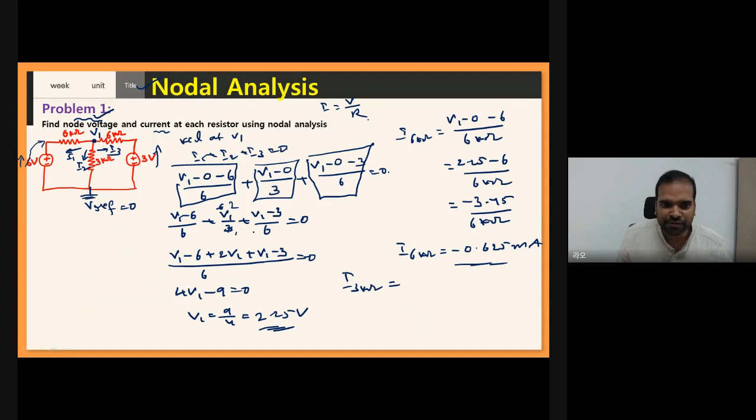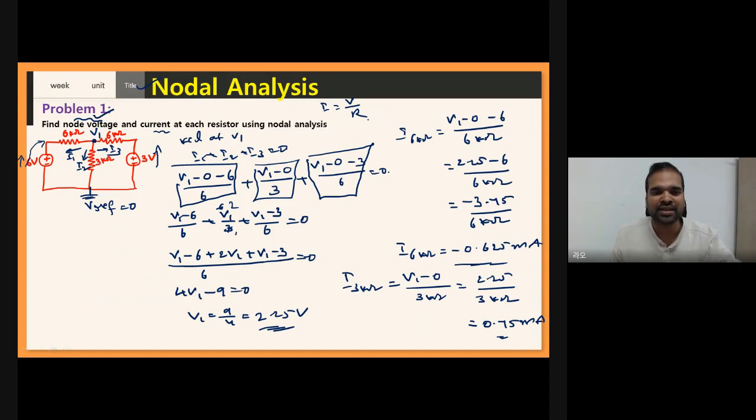The second one is you need to find the current flowing through the 3 kilo ohm. So what is the formula? V1 minus 0 by 3 kilo ohm. You already know V1 is 2.25, so 2.25 by 3 kilo ohm. If you solve this, you will get 0.75 milliampere. Why am I getting plus 0.75? That means my assumed current direction and the actual current direction are both the same. That's why I am getting plus.